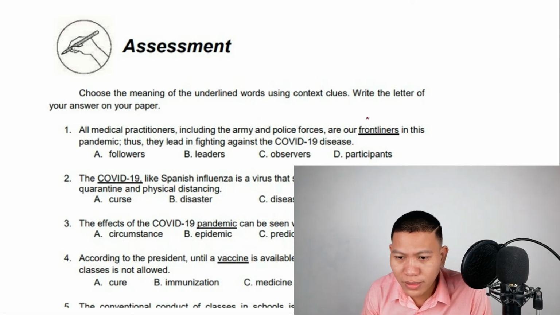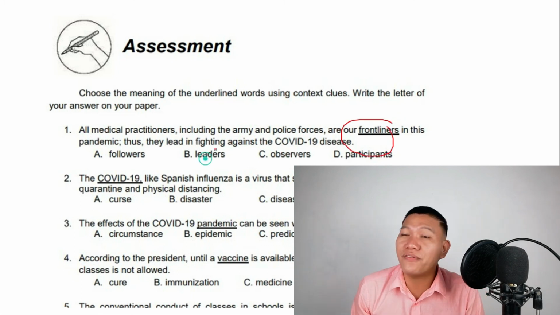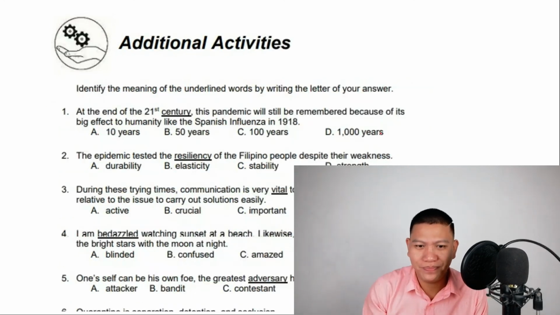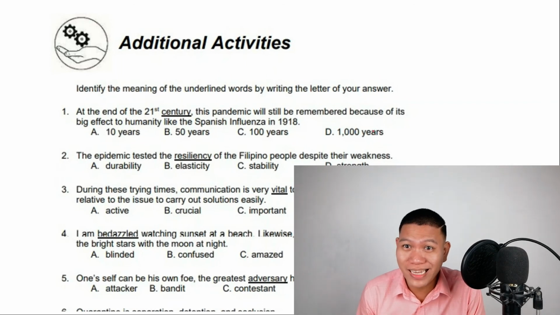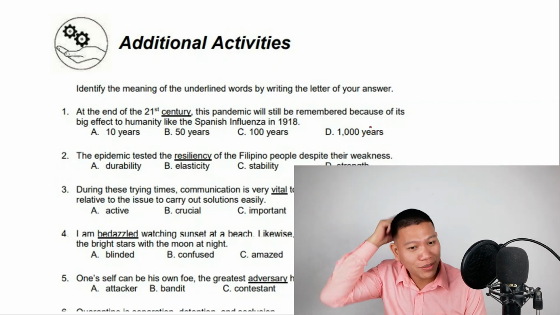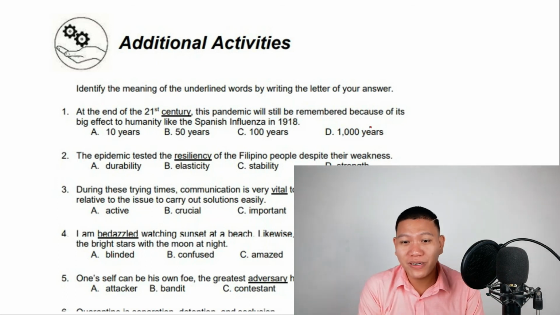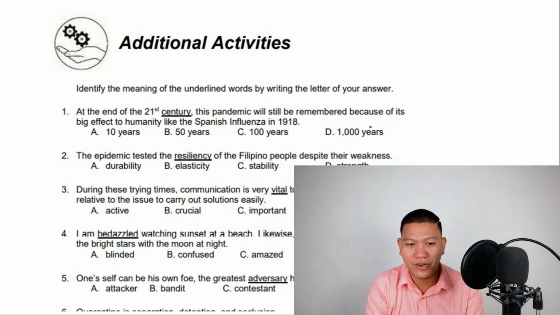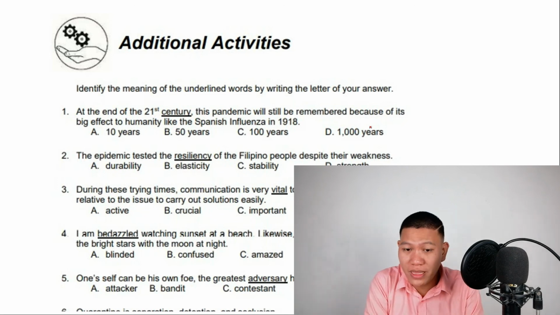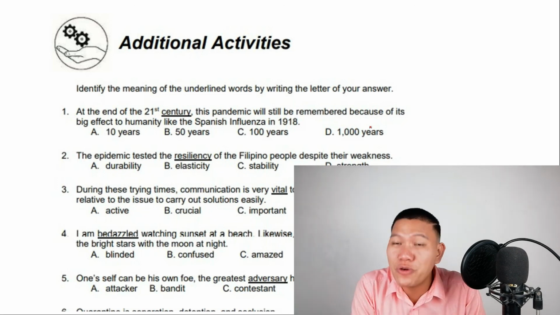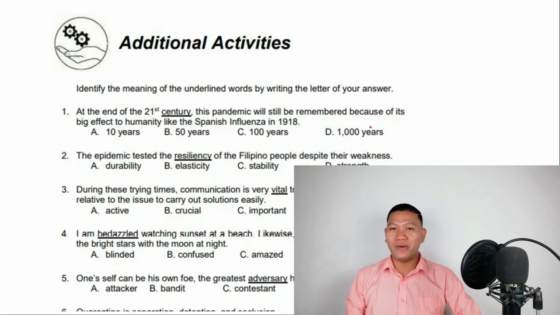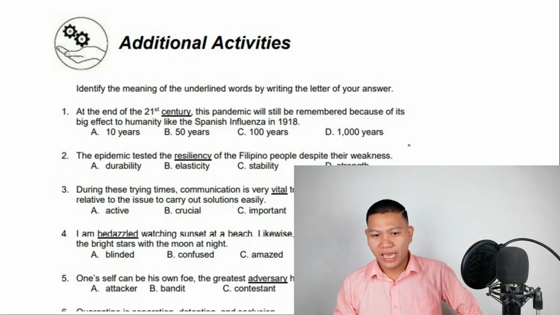So number 1, frontliners. The answer is, of course, leaders. And additional activity so that you can master the competency, noting context clues. Identify the meaning of the underlined words by writing the letter of your answer. At the end of the 21st century, this pandemic will still be remembered because of its big effect to humanity, like the Spanish influenza in 1918.